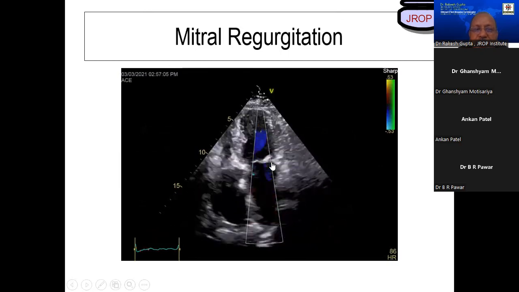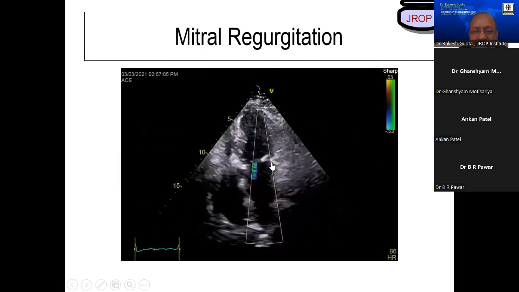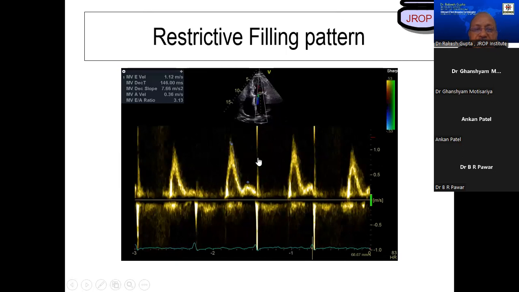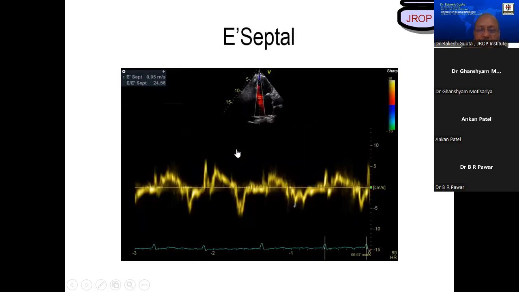Then small amount tricuspid, mitral regurgitation. Mitral flow pattern is definitely significant, suggesting a tall E wave and a very small A wave seen over here. Deceleration time is 146 milliseconds, suggestive of a restrictive filling pattern. E/A ratio more than 2 and deceleration time less than 150 milliseconds are suggestive of a restrictive filling pattern in this patient.